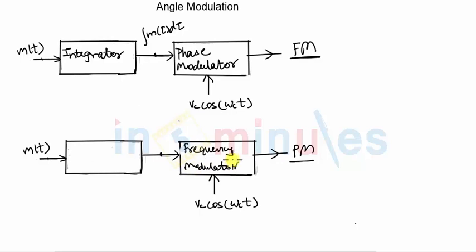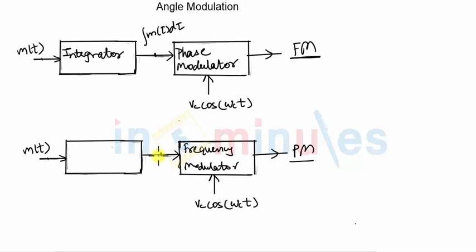So what will this frequency modulator do? It will change the frequency of the carrier signal from its original frequency of Fc. Now how will it change the frequency? It will change the frequency in proportion to the input signal which is given to the block itself.